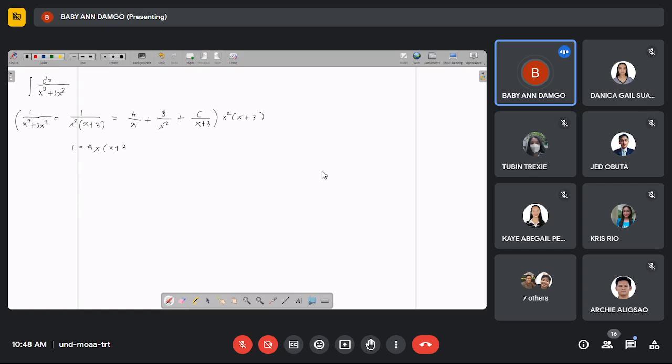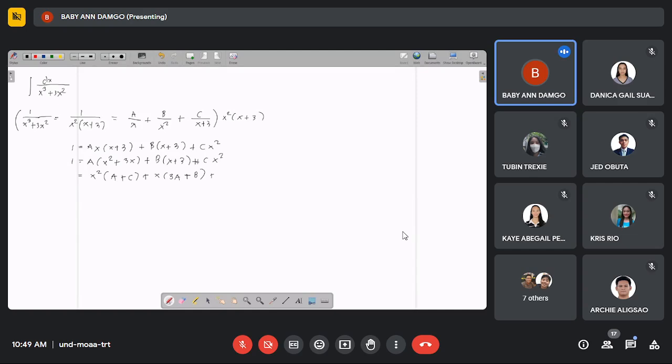Okay, next, we have the variable x. So we have 3a because of 3ax, and then we have plus b. Next, we have the constant, which is 3b. Okay, so the left side can be written as 0x squared plus 0x plus 1.